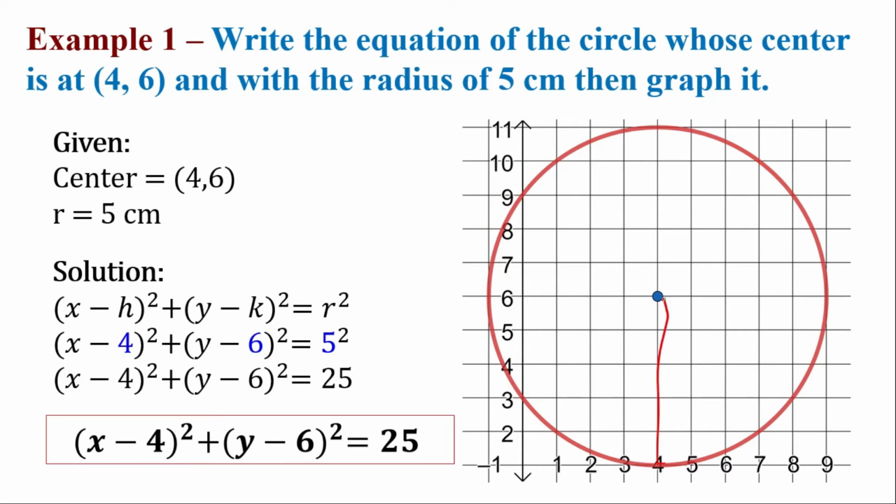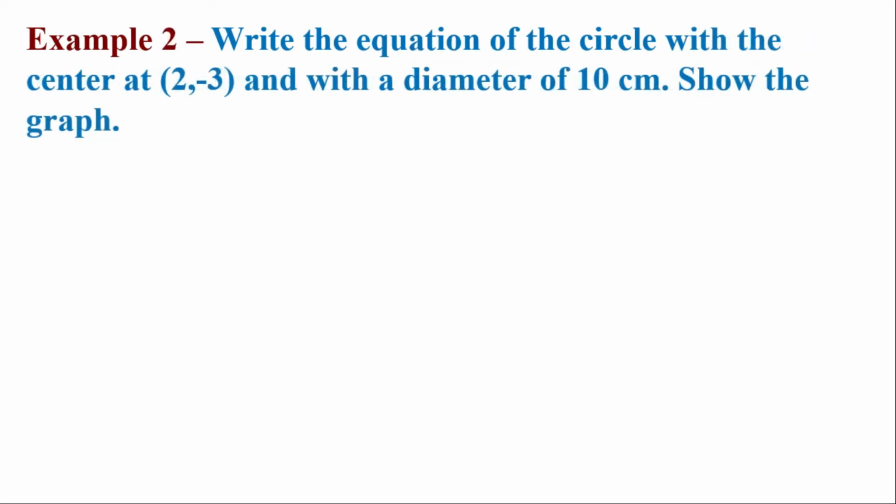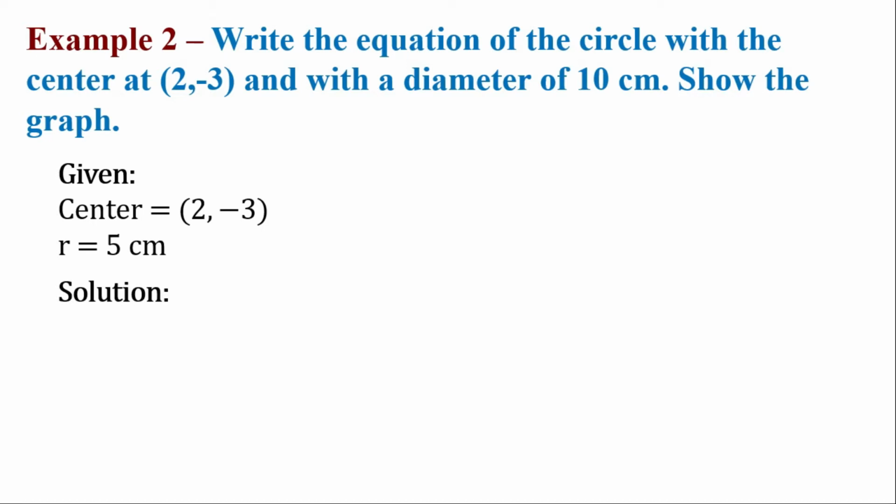This is for example 2. Write the equation of the circle with the center at (2, -3) with a diameter of 10 centimeters. Show the graph. So this is a tricky given. We know that the center is (2, -3) and the radius is 5 centimeters, half of the diameter of the circle. So with that in mind, now we know the radius and the center.